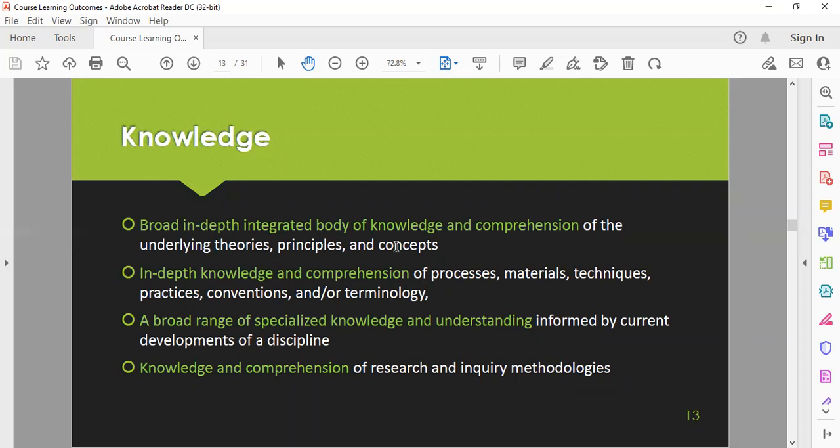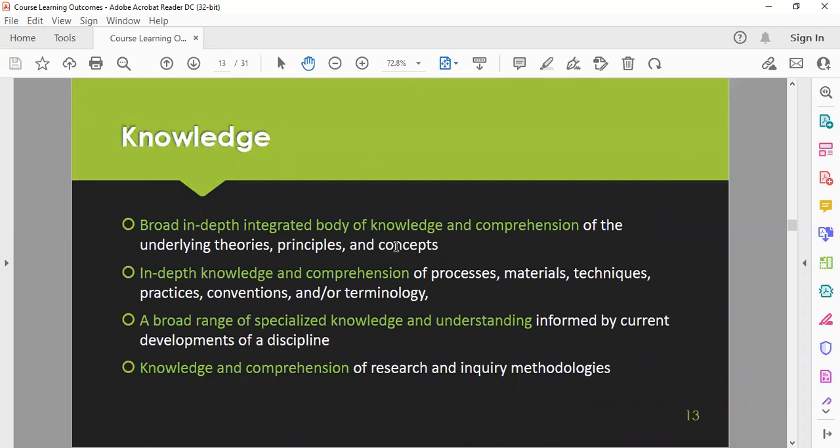At level 6, at the level of bachelor degree, these are some of the important vocabulary that we might use: broad, in-depth, integrated body of knowledge, in-depth knowledge, broad range of specialized knowledge, knowledge and comprehension. See, for example, the last one, when it says knowledge and comprehension of research and inquiry methodologies. This is, I think, connected with the research course. But it says knowledge and comprehension without using an adjective before it, because I think this is quite clear and practical, and also relevant to what we are doing.